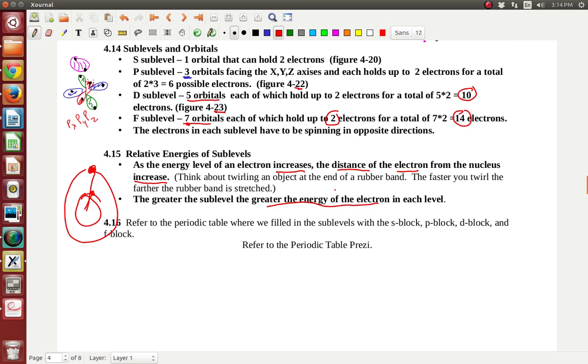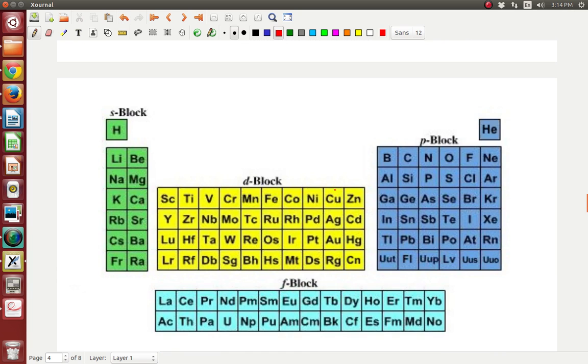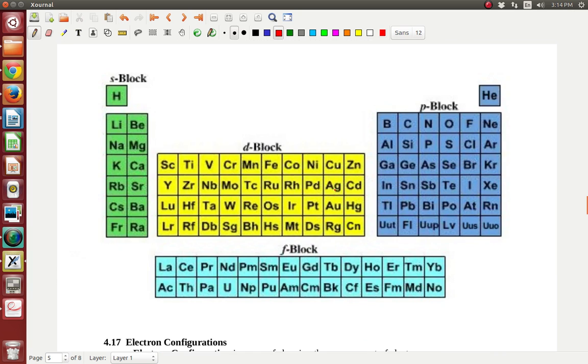Okay, we're going to refer to the periodic table right here. This is not in your notes. This is what I pulled up in class. And you're going to now need to pull out your colored pencils and copy this into your notes.